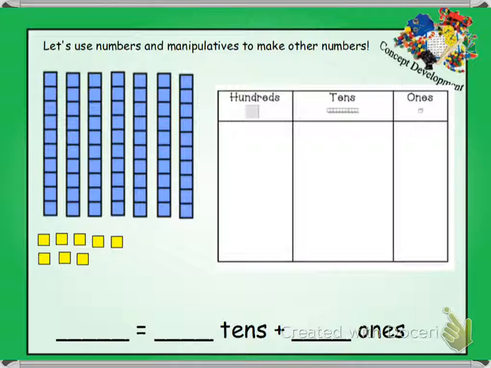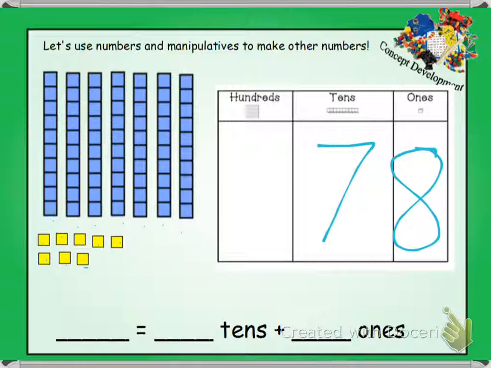I want to count how many tens we have. 1, 2, 3, 4, 5, 6, 7 tens. And 1, 2, 3, 4, 5, 6, 7, 8 ones. Now in this case we didn't have any hundreds, but eventually we will get there.